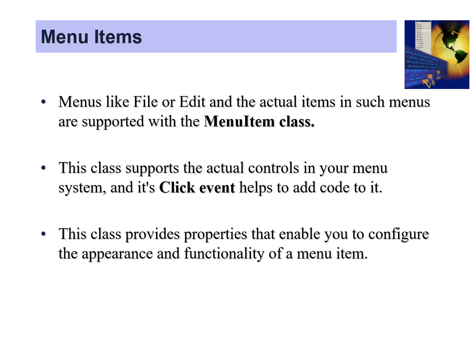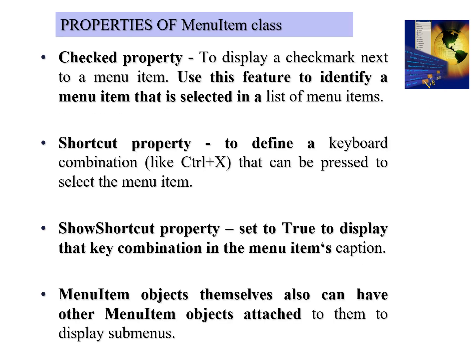Menus like File and Edit, and the actual items in such menus, are supported by the MenuItem class. This class supports the actual controls in your menu system, and its click event helps to add code to it. This class provides the properties which enable you to configure the appearance and functionality of a menu item. These are the properties of the MenuItem class: Checked property, Shortcut property, ShowShortcut property. MenuItem objects themselves can also have other MenuItem objects attached to them to display submenus.